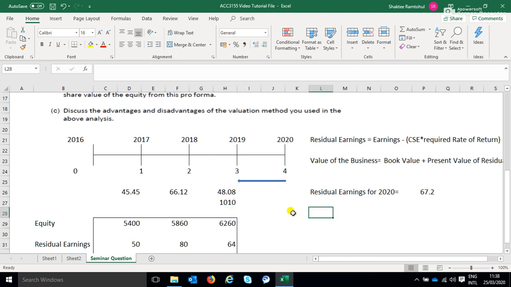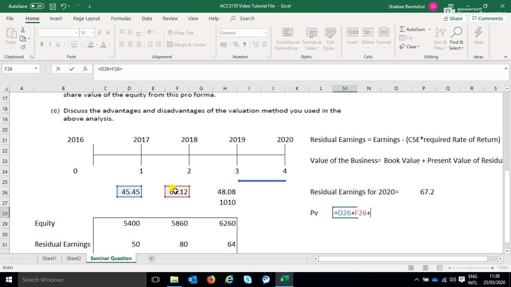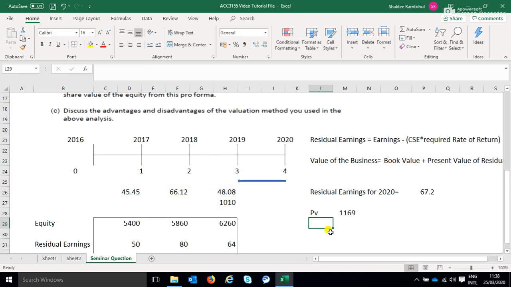Now let's add all the figures together. So what is the present value? So remember, the aim was to discount everything to their present value at year 0, which we've done. So the total present value goes, well, it's the sum of this figure plus this one, and finally this one here. So present value of residual earnings, 1169.